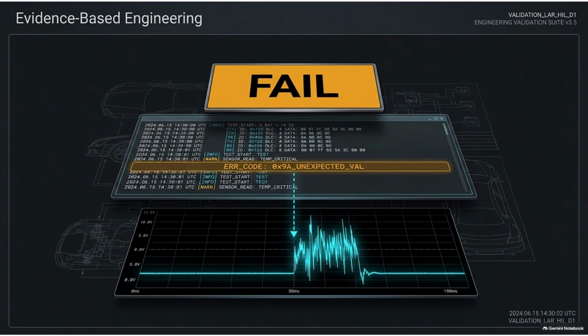When a test fails, we don't guess. We look at the evidence. We analyze the error codes and telemetry logs. For example, an unexpected value error combined with a noisy signal trace tells a very specific story about what went wrong.